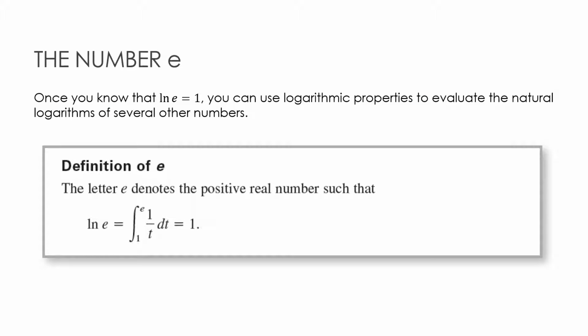So of course, once we know that the natural log of e equals 1, we can use our other logarithmic properties to evaluate the natural logarithms of several other numbers. So essentially just using those properties that we came up with. So again, we have a definition of e here, which says if we're integrating from 1 to e, then our answer is going to be 1. So the natural log of e is 1.